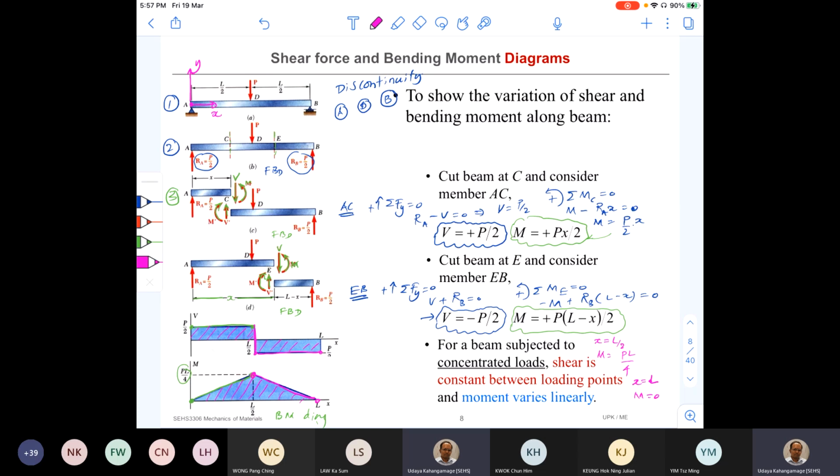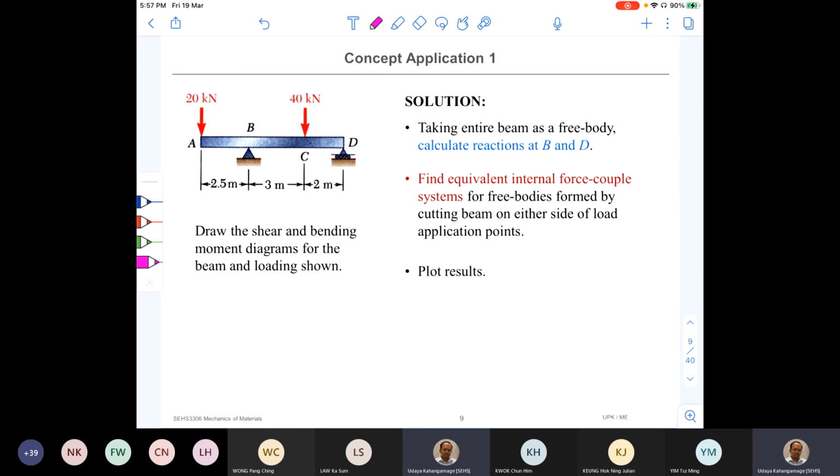Right. So with that introduction, let's now work on a problem so that we can apply the knowledge and solve this problem. So what it says, draw the shear and bending moment diagrams for the beam and loading shown. So it's a different kind of beam, and it's an overhang beam, right? There are two external loads.